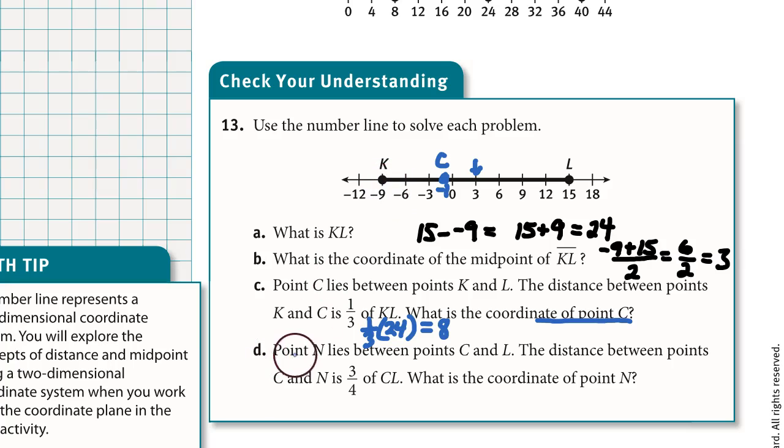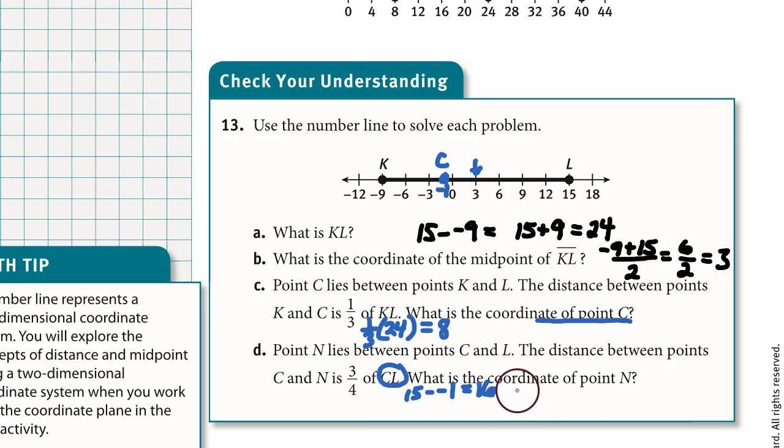For question D, point N is between points C and L. The distance between points C and N is 3/4 of CL. What's the coordinate of point N? Well, first let's figure out length CL. C is at -1. L is at 15. 15 subtract -1 is 16. It is 16 units from C to L.